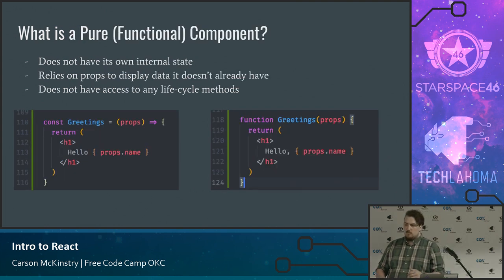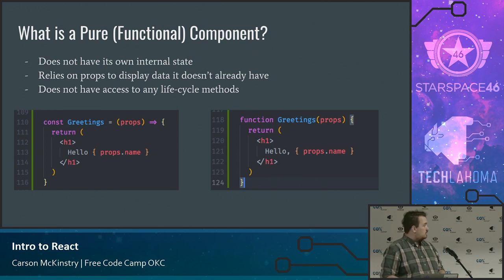So what is a pure or functional component? A functional component doesn't have its own internal state, and it relies entirely on props to display data that's coming in, if it doesn't already have that data. It doesn't have access to lifecycle methods. There are a bunch of lifecycle methods in React that basically tell you, did my component mount? Did my component unmount? Will my component mount? I'll get into that in a second. But basically, this is what a functional component does.